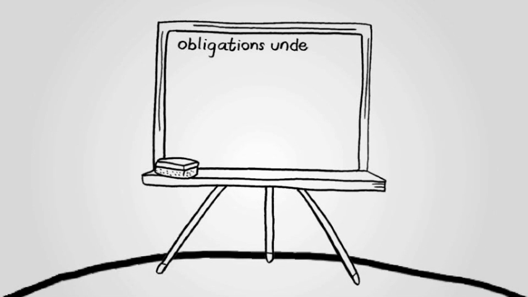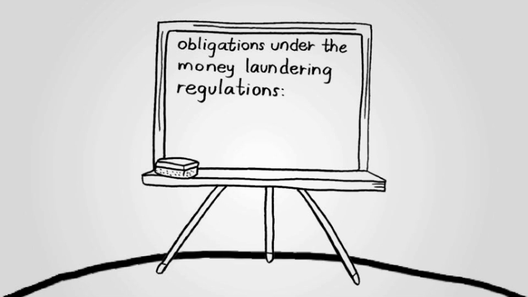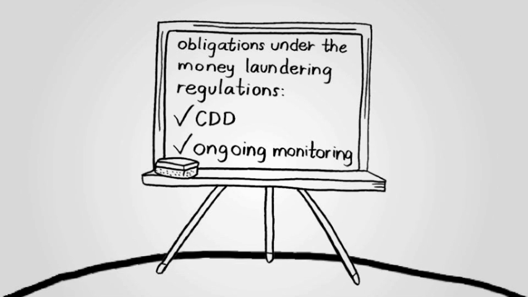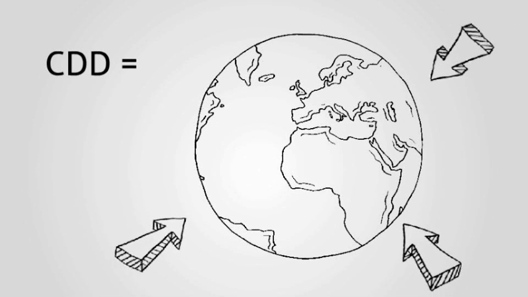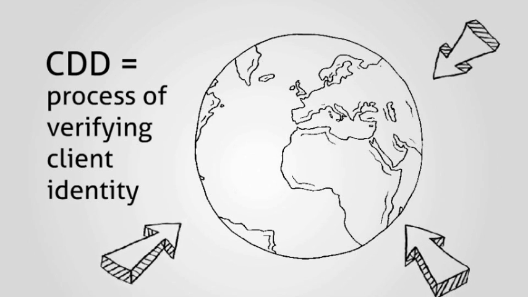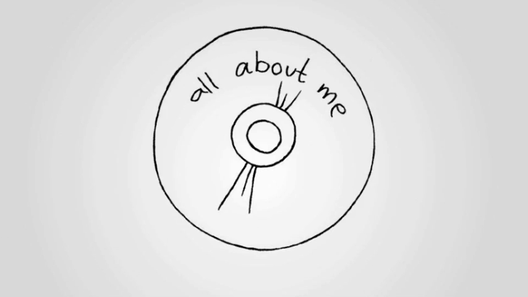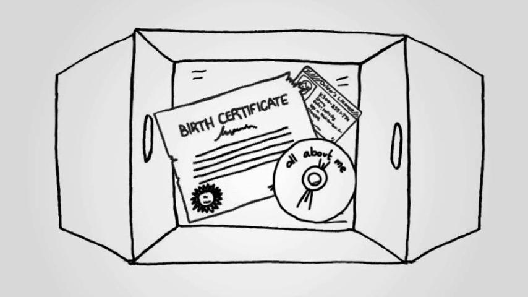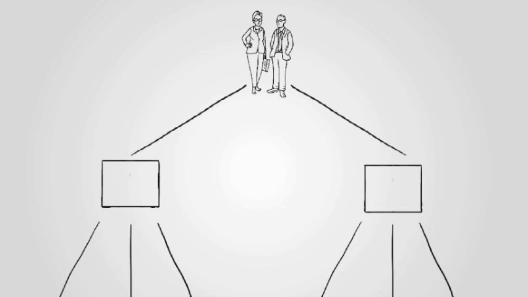In order to comply with our obligations under the money laundering regulations and to avoid these outcomes, we carry out client due diligence, CDD, before accepting new business, and continue to monitor the client throughout the relationship. Although CDD obligations differ in different jurisdictions, generally this includes the process of verifying the identity of the client. To do this, you need to obtain documents, data, or other information from a reliable and independent source. It is usually also necessary to verify the identity of any beneficial owners.